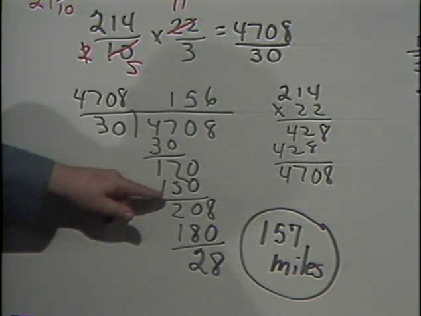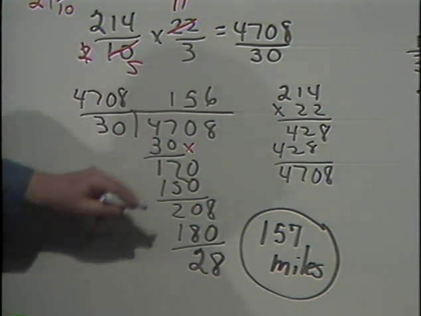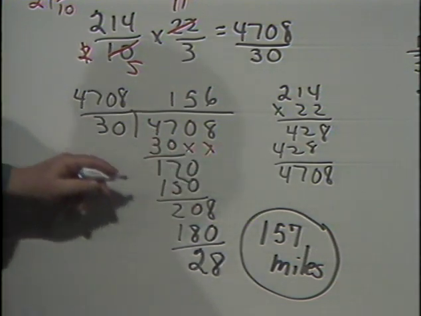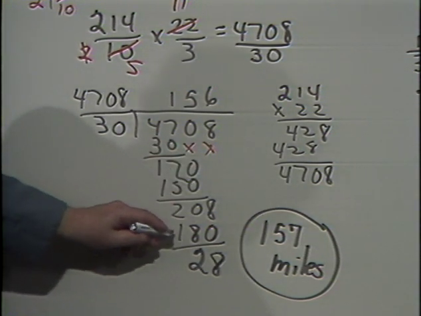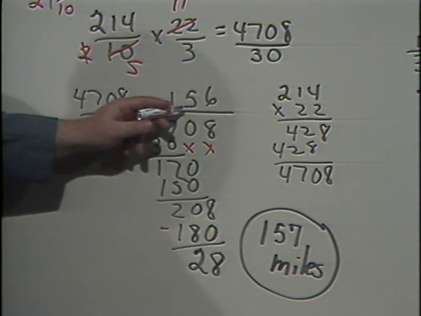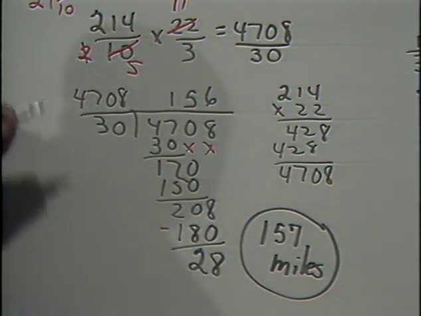We subtract, we get 17, bring down the 0. 30 goes into 175 times. 150 from 70 is 20. We bring down the 8. 30 goes into 208 6 times. 180 from 208 is 28. So what do we have over here? 156 whole miles and 28 thirtieths of what you need for the next mile.